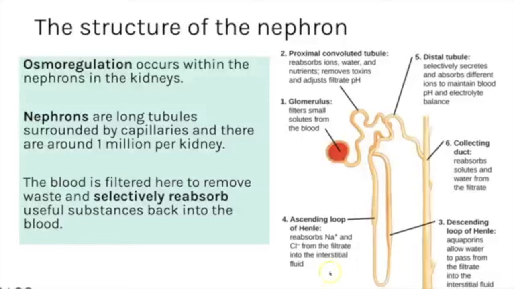Now, all of this happens in the nephron, and you need to know the structure of the nephron, which you find in the kidneys. The nephrons are these long tubules. They're surrounded by capillaries, and you have around 1 million of these in both of your kidneys. It's where the blood is filtered to remove the waste, but also selective reabsorption happens to reabsorb any useful substances back into the blood.